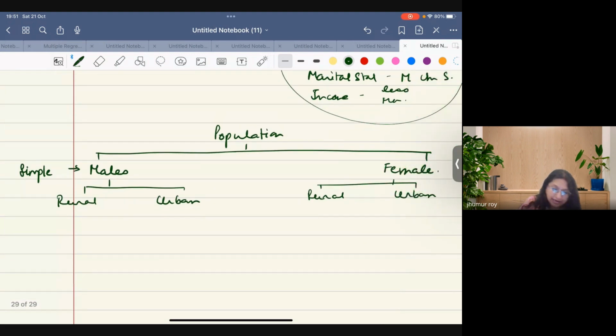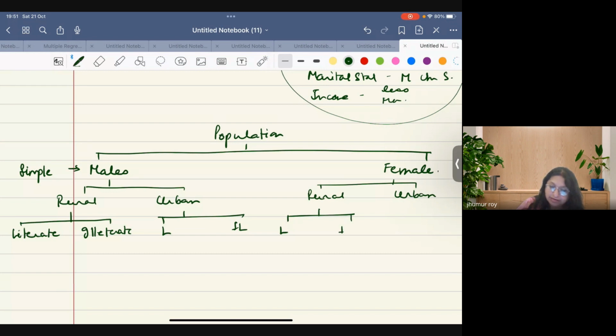After this, I can again have, if they stay in the rural level, are they literate or are they illiterate? Okay. Similarly, urban also, I want to see whether they are literate or illiterate. Rural, again, for females, I want to see whether they are literate or illiterate. Urban, again, I want to see if they are literate or illiterate. Okay.